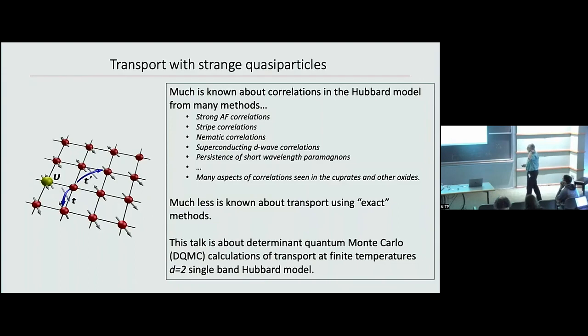I don't have time to discuss many of the things that have been discussed in this building over many years and many conferences. Because I want to focus on the topic of this conference, which is transport, for which we have much less exact results, I'm going to be talking about simulations done using quantum Monte Carlo methods to investigate this in a bit more detail.